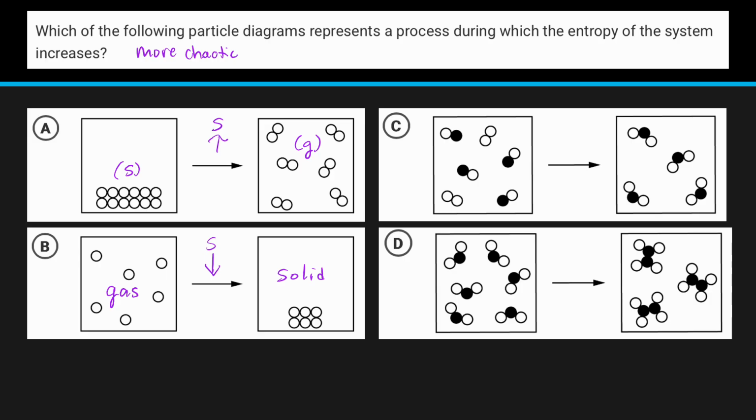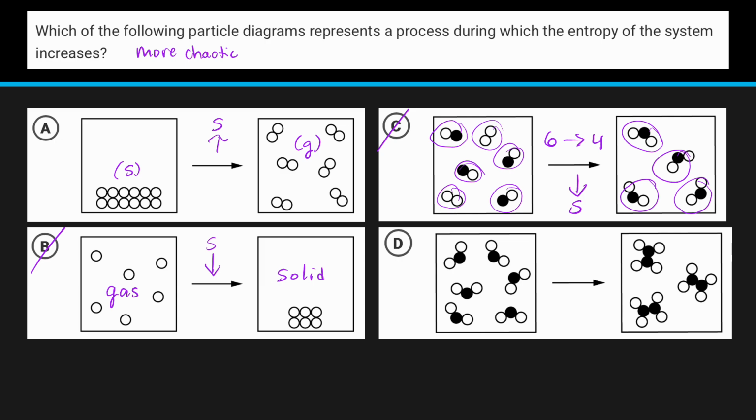Then for C, I'm going from 1, 2, 3, 4, 5, 6 moles of gas to 1, 2, 3, 4 moles of gas. So 6 to 4 means I'm getting more ordered or less chaotic. I have fewer particles in my substance. So this is going to be decreasing my disorder, or decreasing my entropy.